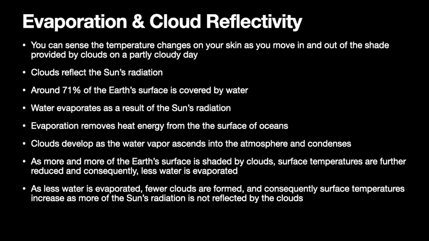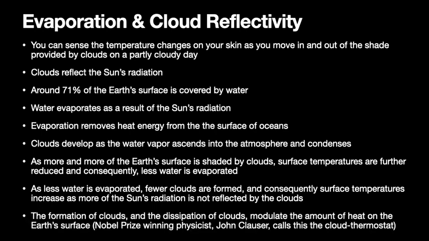And of course, as less water is evaporated, fewer clouds are formed, and consequently surface temperatures increase as more of the sun's radiation is not reflected by the clouds. The formation of clouds and the dissipation of clouds modulate the amount of heat on the Earth's surface. And this is what John Clauser, Nobel-winning physicist, calls a cloud thermostat.